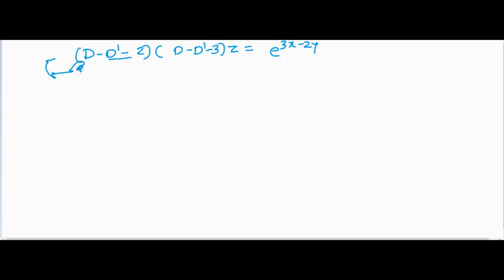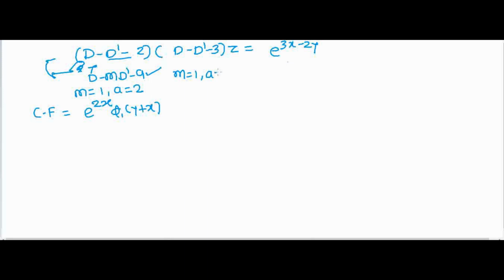If we compare this factor with D minus mD dash minus a, we get m is equal to 1 and a is equal to 2. So one factor of this complementary function will be e raised to ax, that is e raised to 2x into phi 1 of y plus x. Again, if we compare this with this factor, we have m is equal to 1 and a is equal to 3. So the second factor is e raised to 3x into phi 2 of y plus x. This is the complementary function.